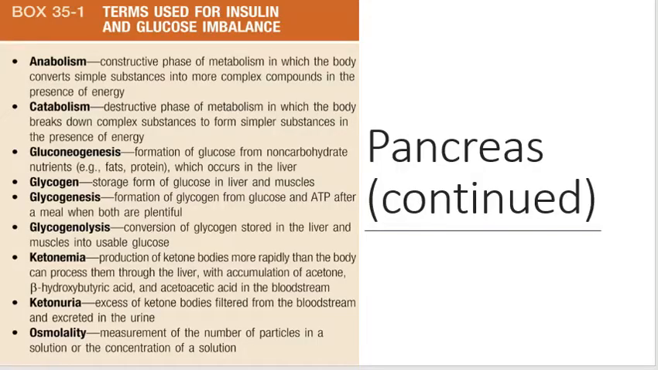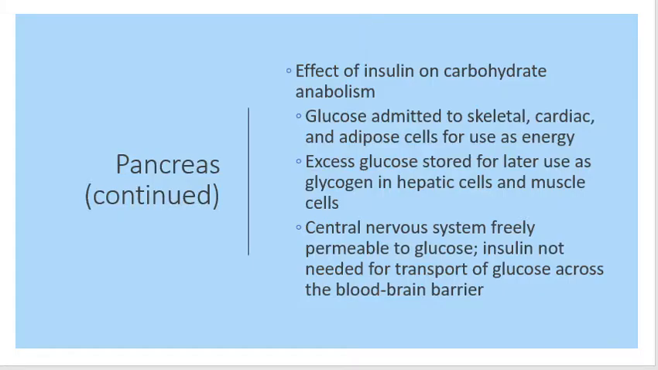These are some of the terms used for insulin and glucose imbalances. Please take time to review them. Effects of insulin on carbohydrate anabolism. Glucose is admitted to skeletal, cardiac, and adipose cells for use as energy. Excess glucose is stored for later use as glycogen in hepatic cells and muscle cells. The central nervous system, or CNS, is freely permeable to glucose. Insulin is not needed for transport of glucose across the blood-brain barrier.